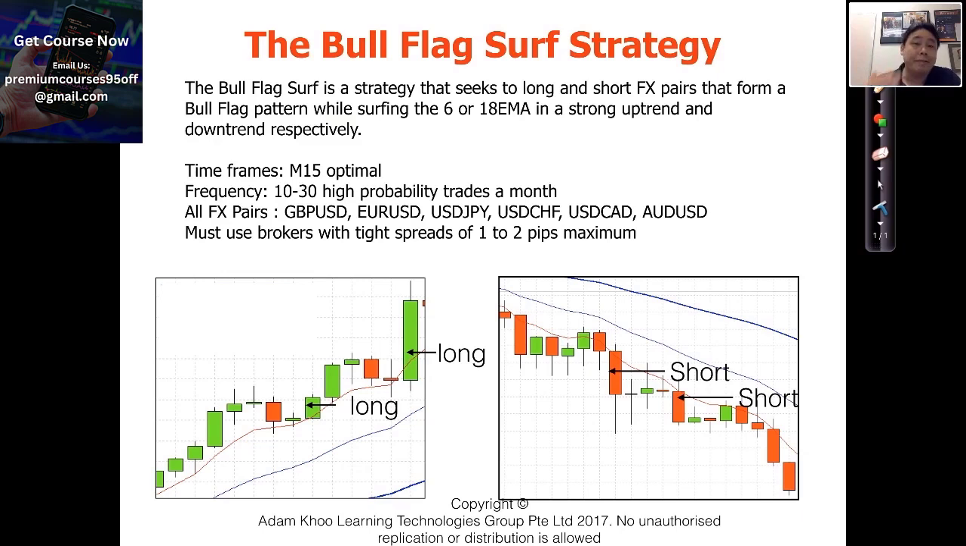So first of all, let me define it. It's a strategy that seeks to go long on Forex pairs that show a bull flag pattern while surfing the 6 or 18 exponential moving average on a strong uptrend. At the same time, we're going to go short on Forex pairs that form a bull flag pattern, surfing the 6 to 18 EMA on a downtrend, respectively. So a few questions we have would be, number one, what the heck's a bull flag? Number two, what's surfing? So we'll get into that in a short while.